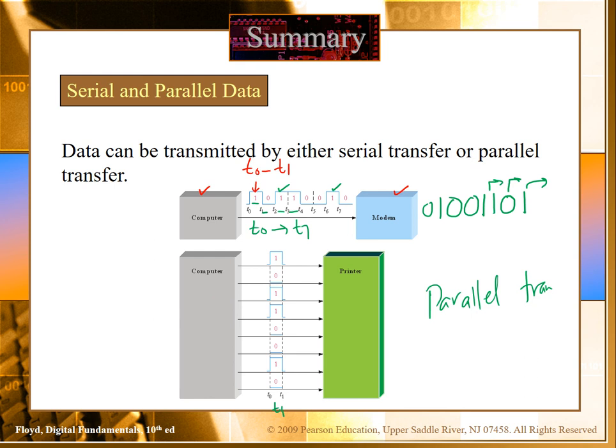The advantage is that you can transmit the data in a very short time, and the data will be communicated to the receiver. Here the receiver is the printer, the transmitter is the computer. In the next cycle, it can send the next data, and in the next cycle, another data. So we can transmit more data in a shorter time. That is the advantage of the parallel transmission.